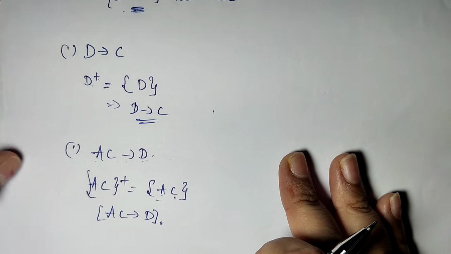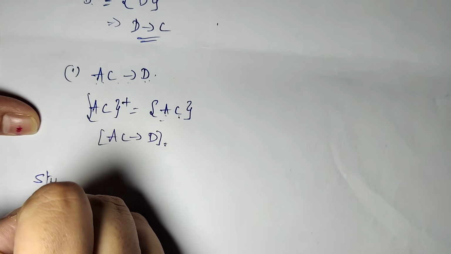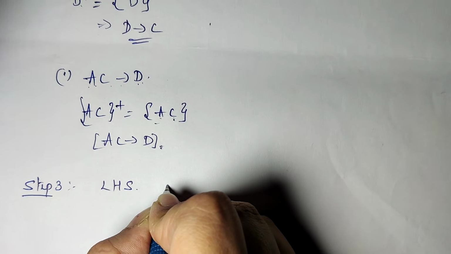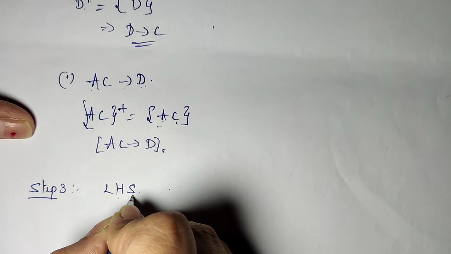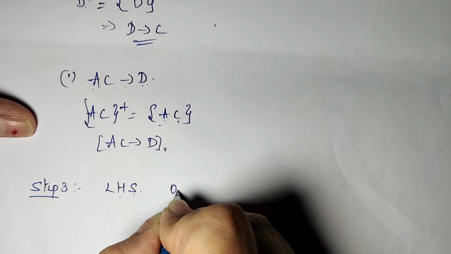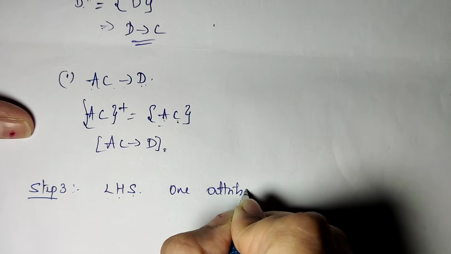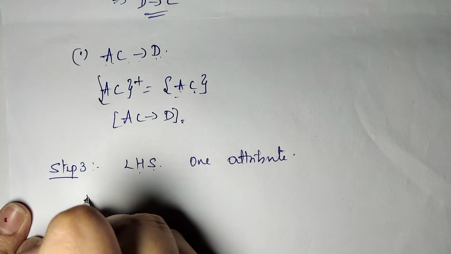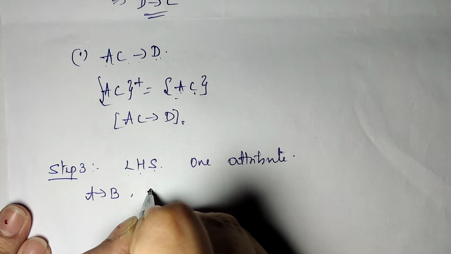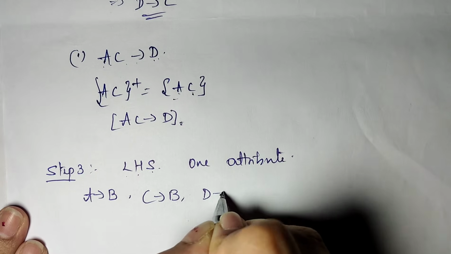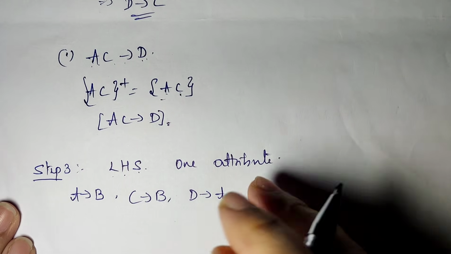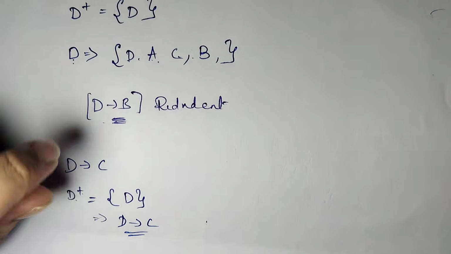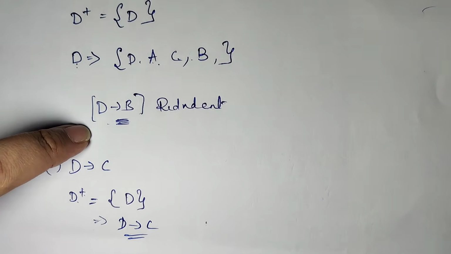So step 3 is that the left hand side should also contain only a single attribute. So here A tends to B, yes, it's there. C tends to B, D tends to B. Next, if you observe carefully, here D determines B is a redundant set, so don't include it for the third step.